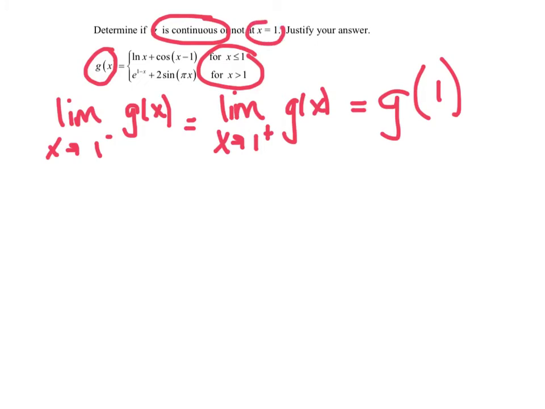All right, now, just be real careful with your math. The less than 1 from the left is going to be this top one, of course. I'm just going to substitute 1 in. The ln of 1 plus the cosine of 0.